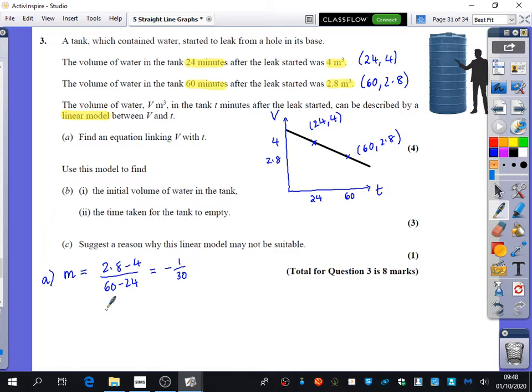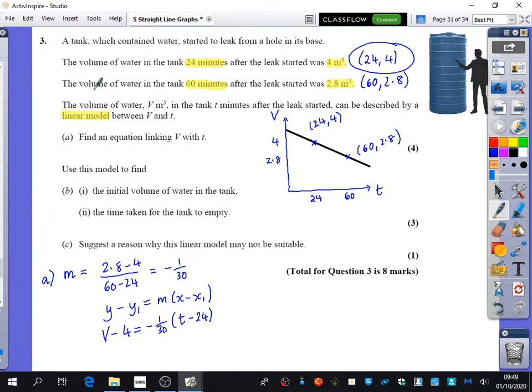And so usually my formula is y minus y1 equals m brackets x minus x1. And this is where the graph is going to come in handy, because I'm not going to write y anymore. I'm going to be writing v. And I'm not going to be writing x anymore. I'm going to be writing t. So it's going to be v minus, I'm just going to use this first coordinate, so v minus 4 equals minus 1 over 30 brackets t minus 24.